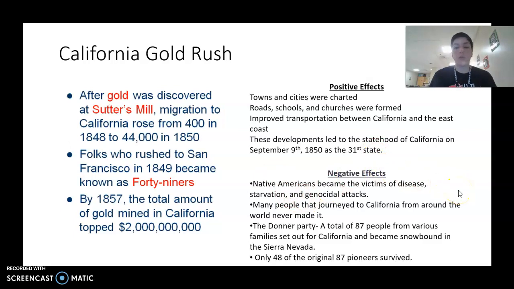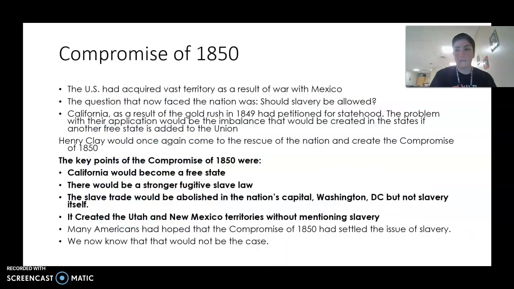There are negative effects, of course, though. With all of these Americans rushing out to that side of the country, they start to kill Native Americans either with disease or starvation or genocide, which is horrible. A lot of people journeyed to California from around the world, but they also never made it. There's this story of the Donner Party that set out. There's 87 people who were set out to California, but they became snowbound when they hit the Rocky Mountains in Sierra Nevada. And only 48 of the people survived from that party and made it actually out to California.